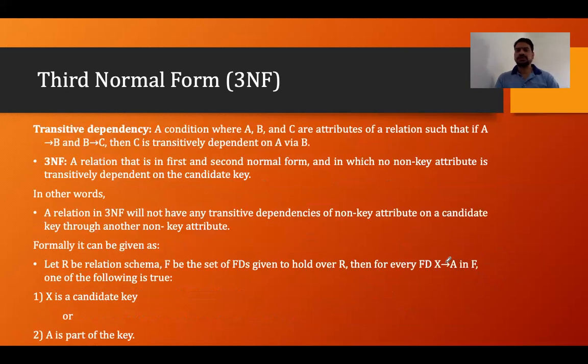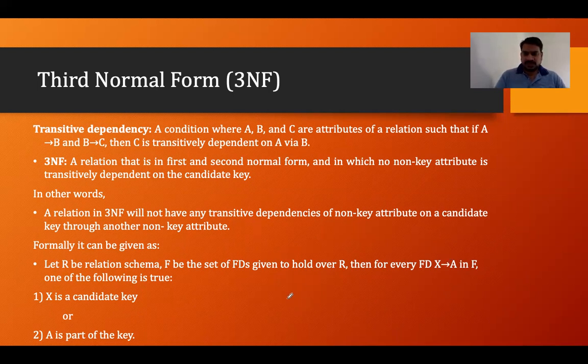Now let's go for the third normal form. Third normal form is all about transitive functional dependency. What is transitive functional dependency? It is a condition where A, B, C are the attributes of a relation such that if A determines B, B determines C, then C is transitively dependent on A via B. Then we have the transitivity dependency or transitive dependency.